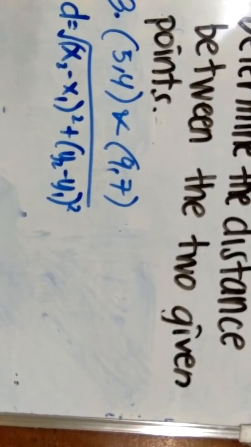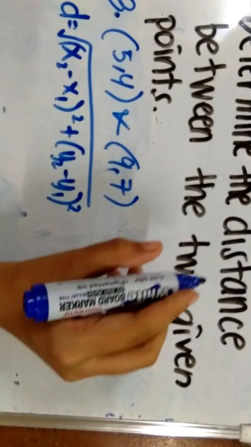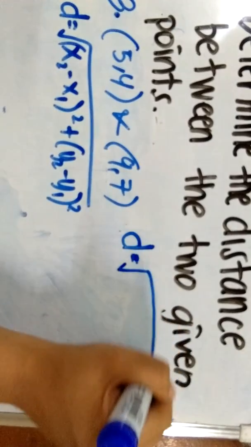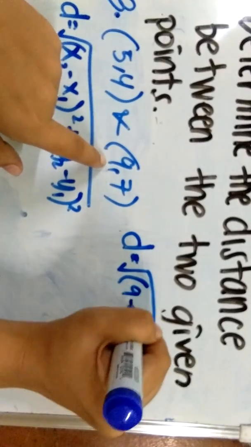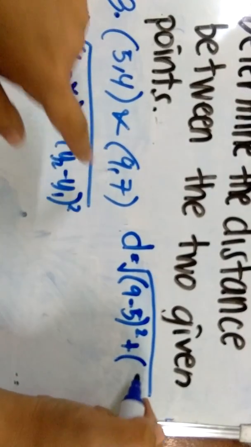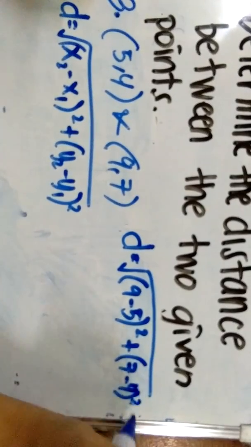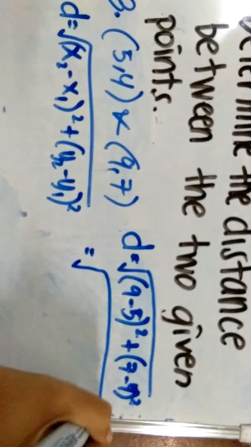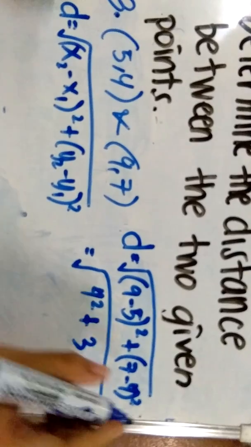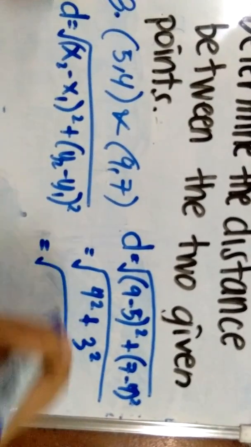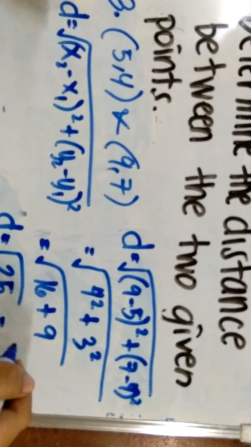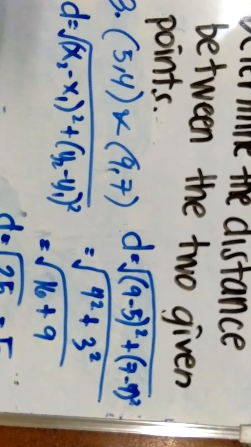For our last example, we have to determine the distance between the points 5, 4 and 9, 7. So, again, substituting the coordinates of these 2 points to the given formula, we have the distance is equal to the square root of our x sub 2, which is 9, minus x sub 1, which is 5, squared, plus y sub 2, which is 7, minus y sub 1, which is 4, squared, is equal to the square root of 4 squared plus 3 squared, which is just equal to the square root of 16 plus 9, which gives us the distance of square root of 25, which is just equal to 5. So the distance between the points 5, 4 and 9, 7 is 5.